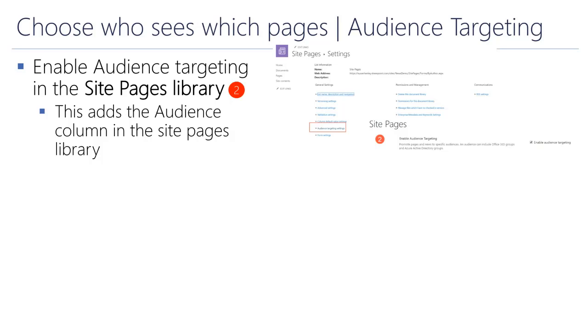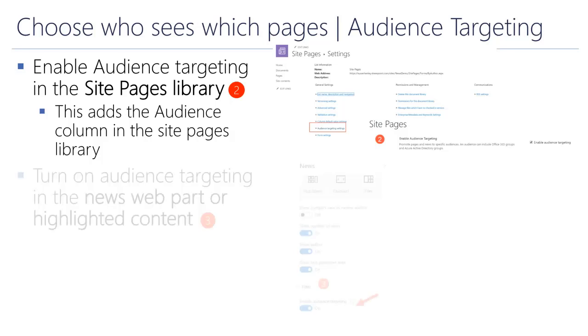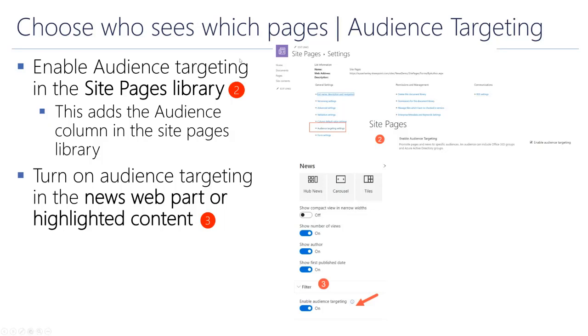What will happen when you do that is that you will get an additional column in the site pages library that you can then use in views, and it will also show up in the attributes of every page in your site. Step three is to turn on audience targeting in one of the two web parts where audience targeting is supported. And those are news and highlighted content.